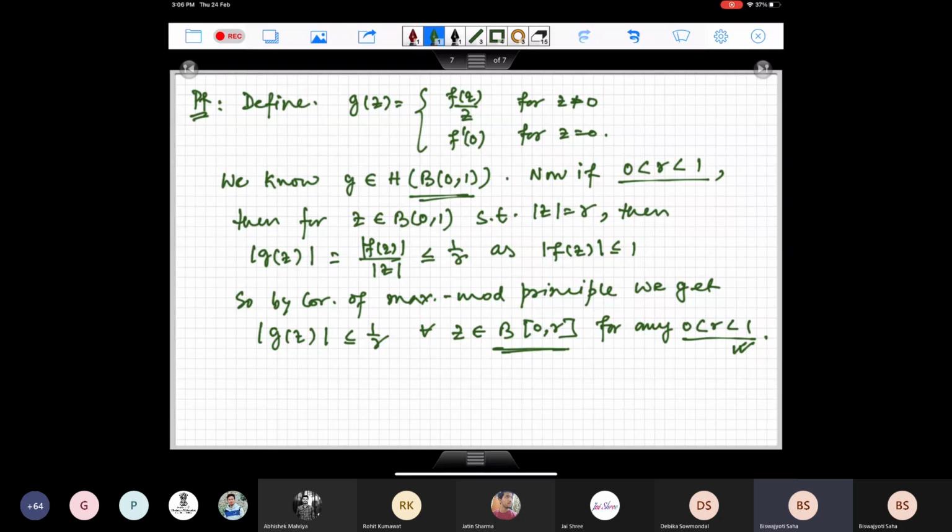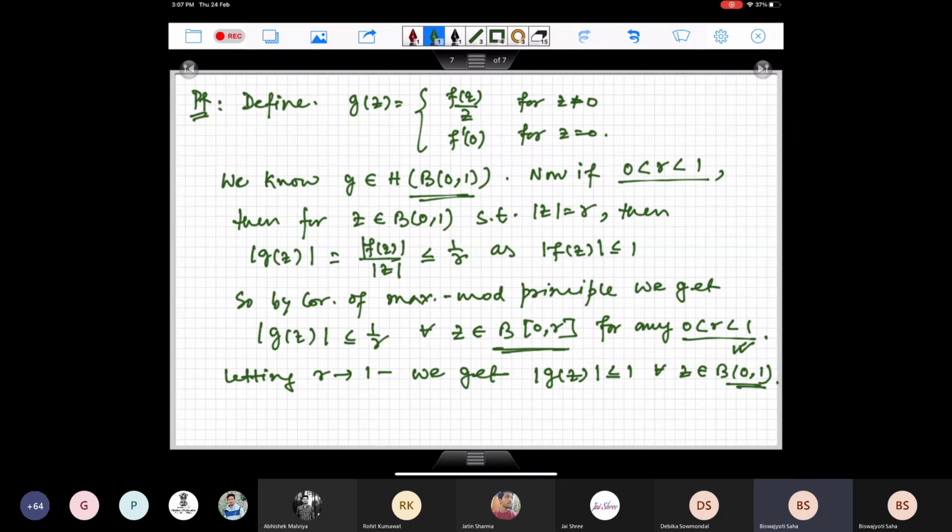We get mod of g(z) is less than or equal to 1 for all z in B(0,1). Is it clear to all of you? Yes, sir. So I can take r very close to 1, and I am going to get that mod of g(z) is less than or equal to 1 for all z in B(0,1).